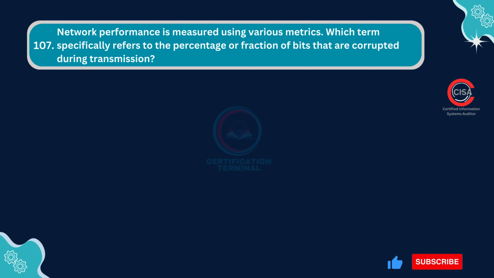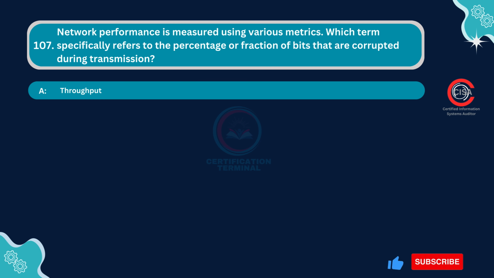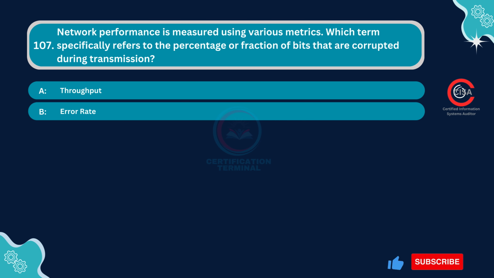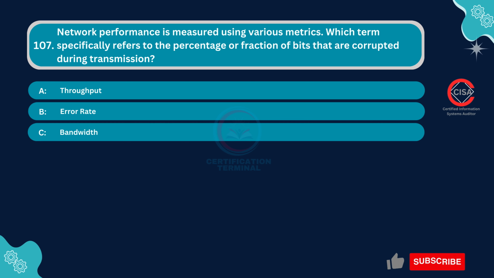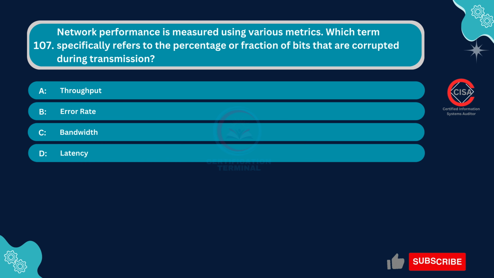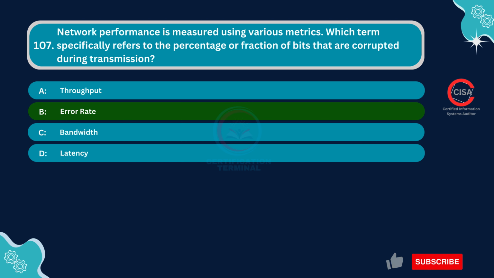Question number 107. Network performance is measured using various metrics. Which term specifically refers to the percentage or fraction of bits that are corrupted during transmission? Option A, throughput. Option B, error rate. Option C, bandwidth. Option D, latency. The correct answer is Option B, error rate.